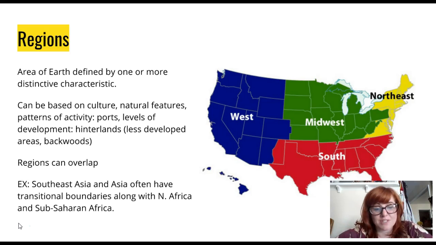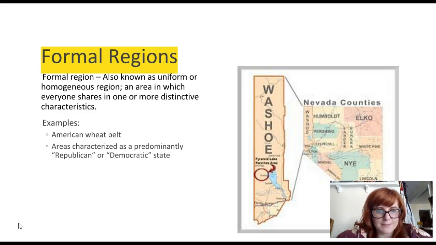Regions oftentimes don't have borders. Some do. Sometimes they can have very vague borders, so it could be hard to decipher what is and is not included in that region. If that doesn't make sense, let me go into a little bit more detail here. Here's a map of the U.S. These are all different regions of the U.S., okay?